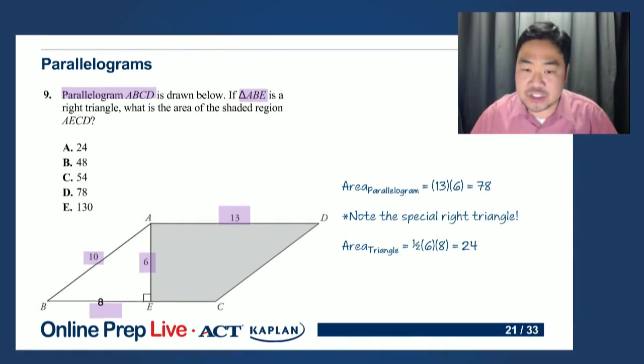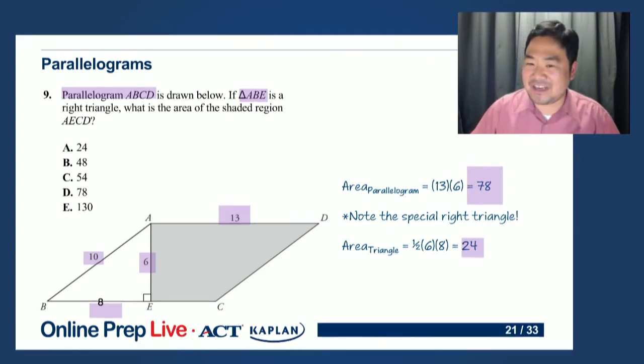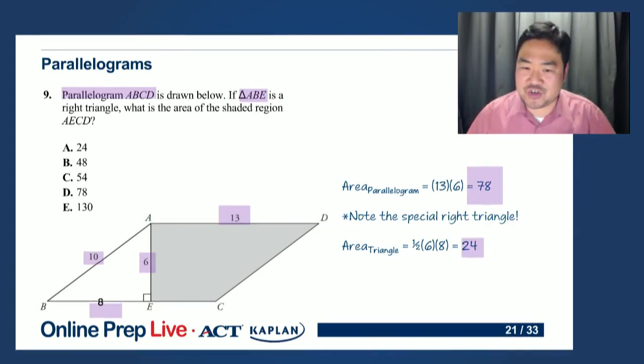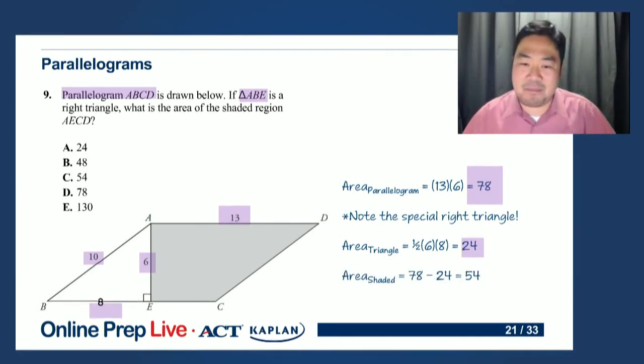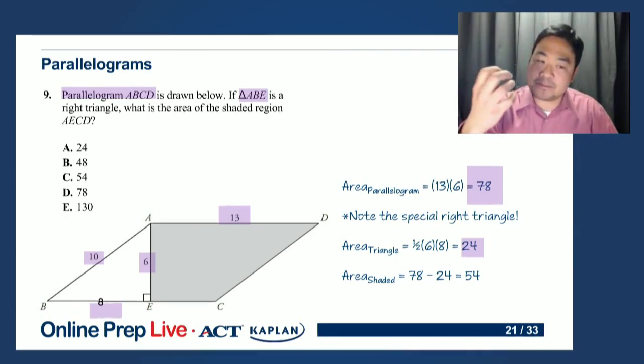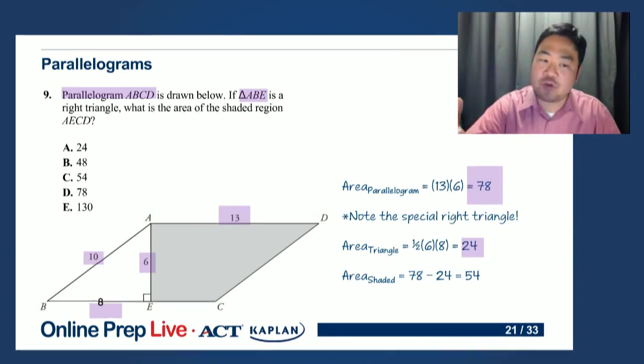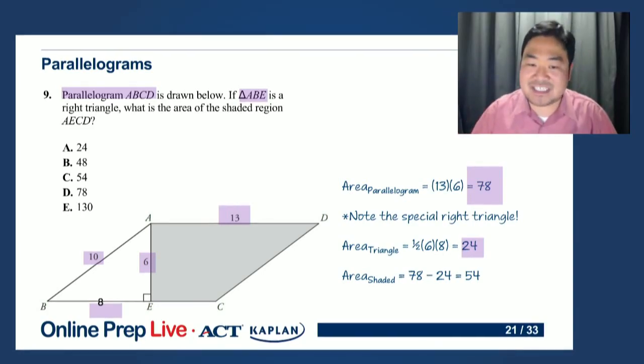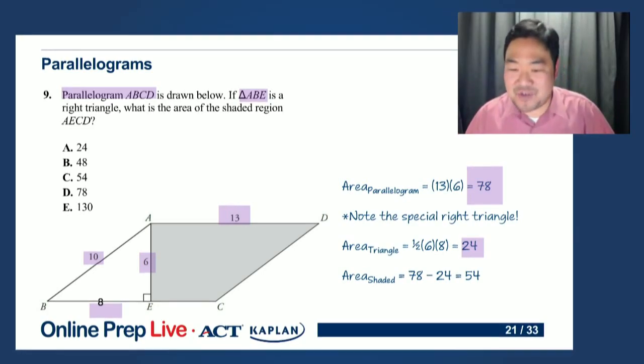So what are we going to do with these two numbers, the 78 and the 24? If you have it, feel free to type it into the chat so we can make sure that you're on the right track here. What do we do with those two numbers? We subtract them. 78 minus 24. We subtract 24 because we're getting rid of the right triangle. And once we get rid of the right triangle, that leaves us the shaded region.